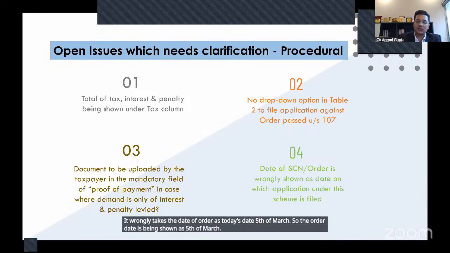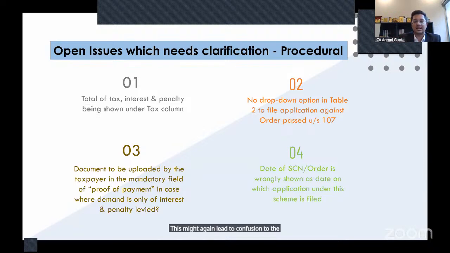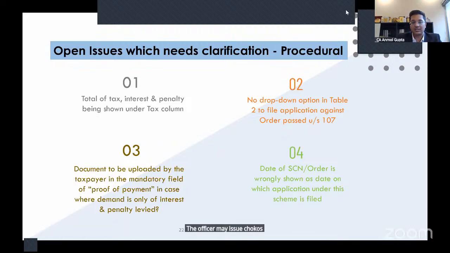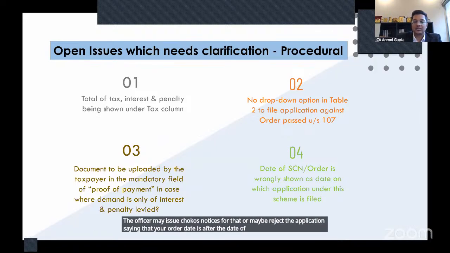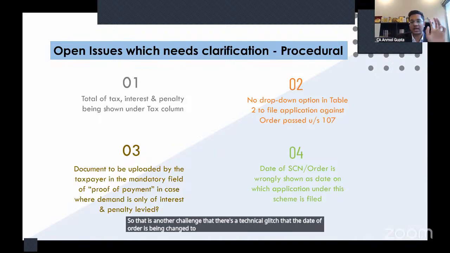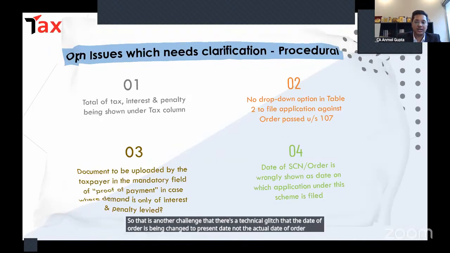This might again lead to confusion for the proper officer. He might say that a 5th of March order is not covered under the scheme, you are filing for some other period, and those kinds of unnecessary clarifications will follow from the taxpayer's point. The officer may issue show cause notices for that, or maybe reject the application saying that your order date is after the date of this scheme. So that is another challenge, that there is a technical glitch, that the date of order is being changed to the present date, not the actual date of order. That needs to be addressed also.